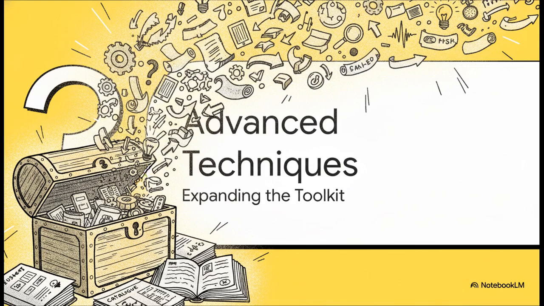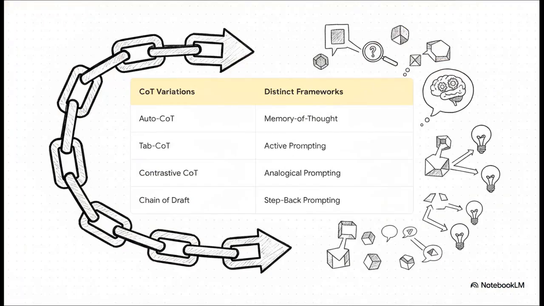Which brings us to Section 3, the Advanced Techniques Toolkit. Now, to avoid completely overwhelming you, we can actually split this massive syllabus into two distinct paths. On the left side, we have chain of thought variations, things like automatic chain of thought, tabular, or chain of draft. These rely heavily on sequentially linking thoughts together, literally like links in a chain to reach a conclusion. Then, on the right side, we've got distinct prompting frameworks. These are your active prompting, analogical prompting, and thread of thought.